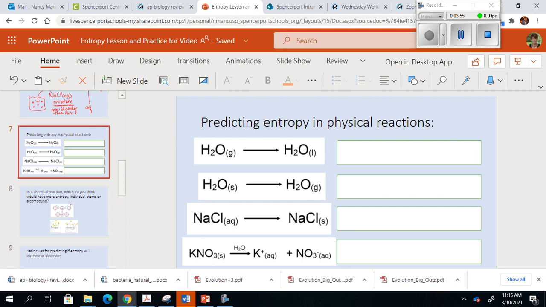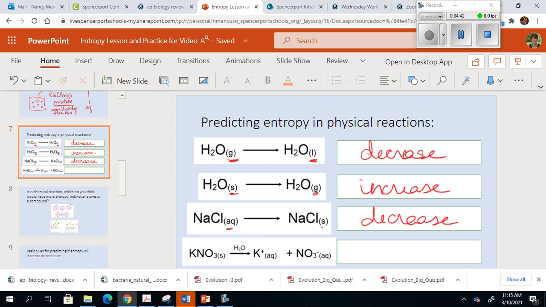All right, so let's go through and start doing our predictions about what's happening to entropy in each of these physical reactions. If I go from a gas to a liquid, I'm becoming more organized, so my entropy will decrease. If I go from a solid to a gas, I'm going to have way more entropy, so entropy will increase. I will be more disordered. If I go from an aqueous to a solid, that means I got to take out the water, and making it be a solid is definitely making it more orderly. So that would be a decrease in entropy, much less disorder. And if I start with a solid and I add water in and I break it into aqueous, I'm becoming more disorganized, so my entropy is increasing.